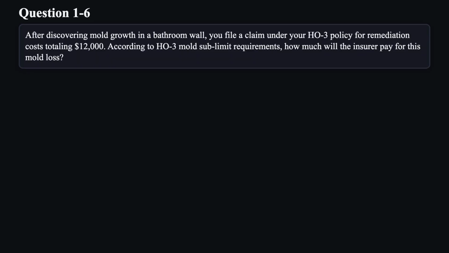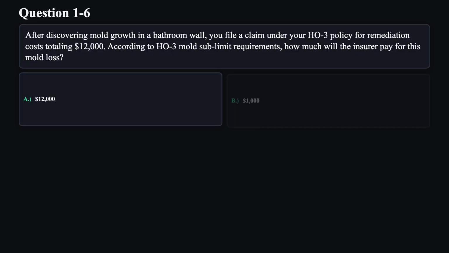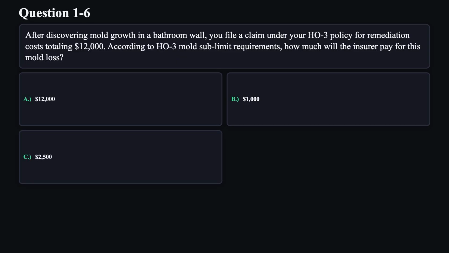Question 6. After discovering mold growth in a bathroom wall, you file a claim under your HO3 policy for remediation costs, totaling $12,000. According to HO3 mold sublimit requirements, how much will the insurer pay for this mold loss? A. $12,000. B. $1,000. C. $2,500. D. $10,000.